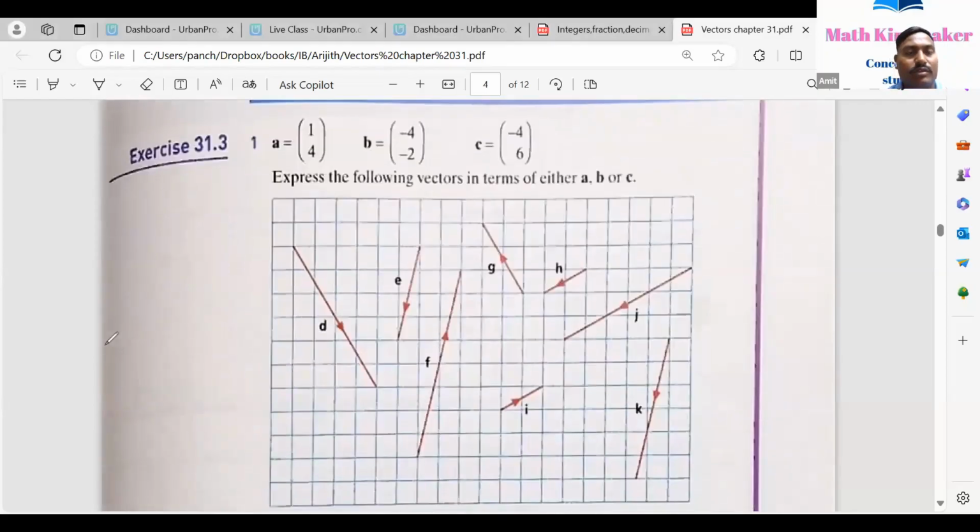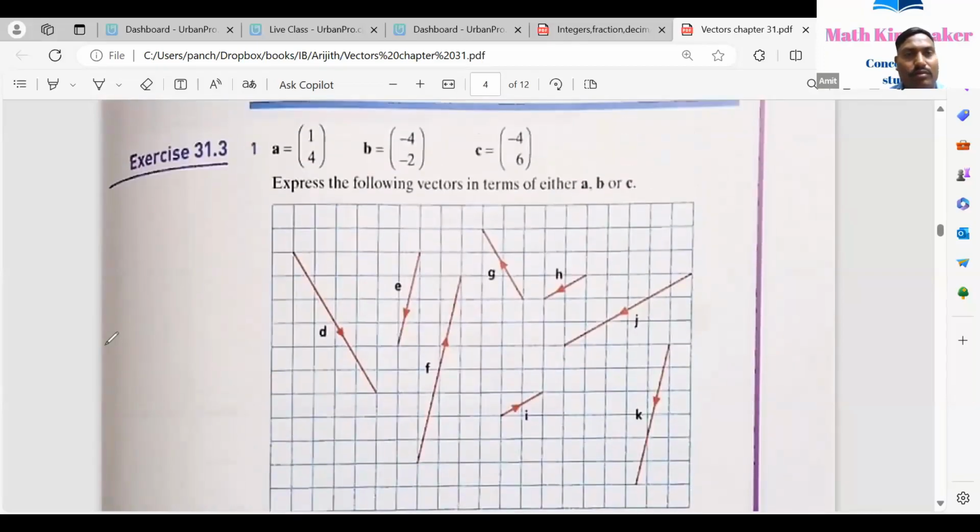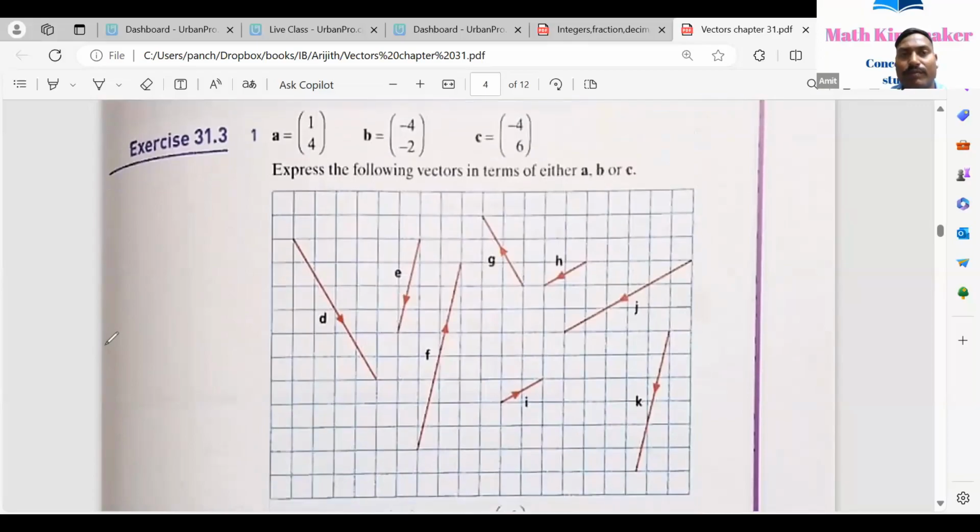Now this is your exercise 31.3. If A is 1, 4, B is... express the following vectors in terms of A, B, or C. That is very simple. You can express it. 1, 4 can be expressed, -4, 2 can be expressed, -4, 6 can be expressed.